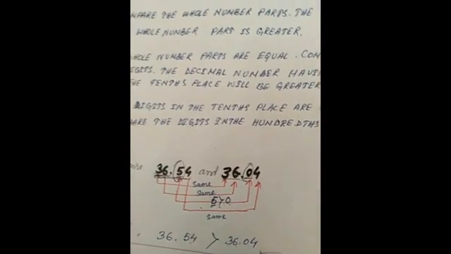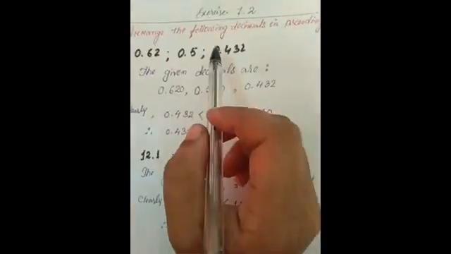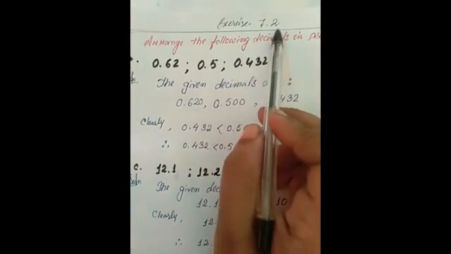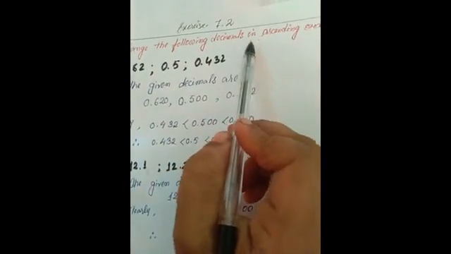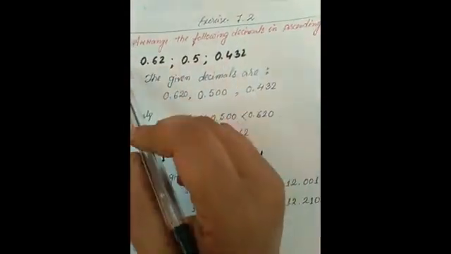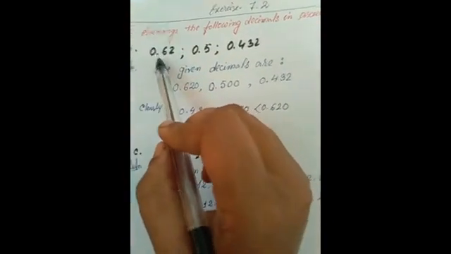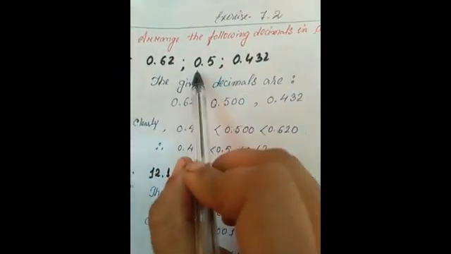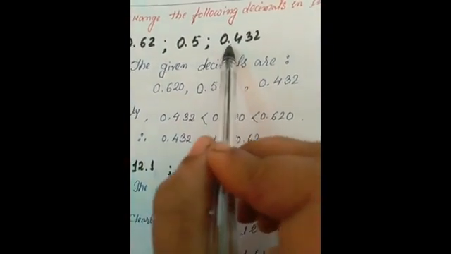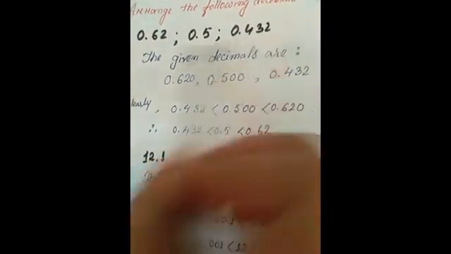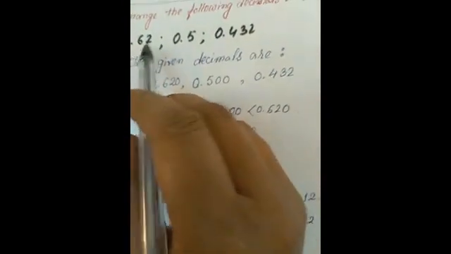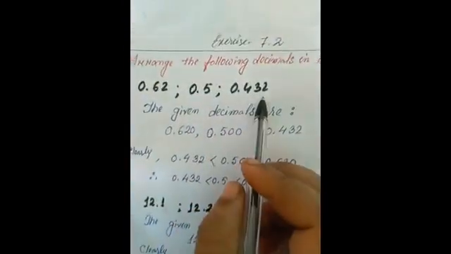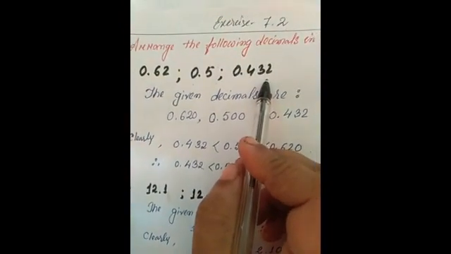Alright children, now let's do exercise 7.2. Question number 2 is given: arrange the following decimals in ascending order. Our question A is, you can see children, 0.62, 0.5, 0.432. One thing you have to notice here: these all have different decimal places, so we have to convert them into like decimal places.